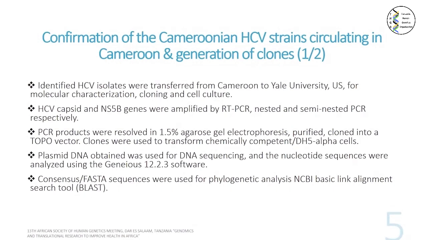These products were purified, cloned into a TOPO vector, and the generated clones were used to transform the chemically competent DH5 alpha cells. The plasmid DNA obtained from this experiment was used for DNA sequencing, using the Sanger chain termination sequencing technology. And the nucleotide sequences were analyzed using the Geneious 12 software. This allowed us to generate the consensus sequences.